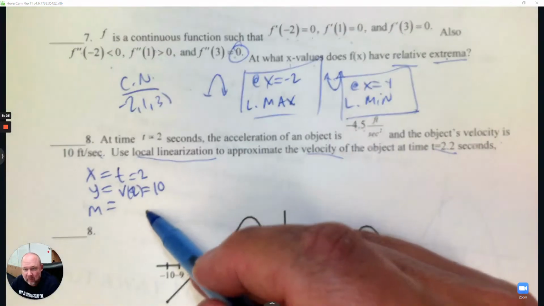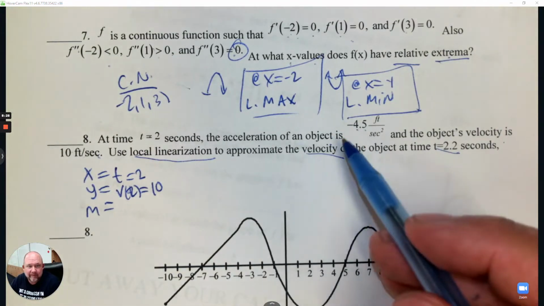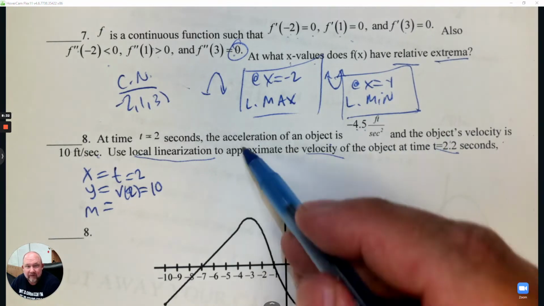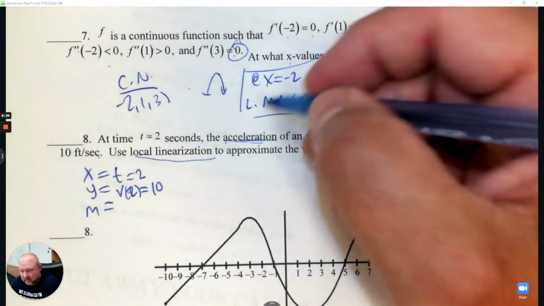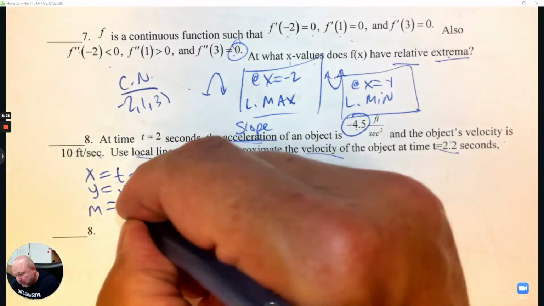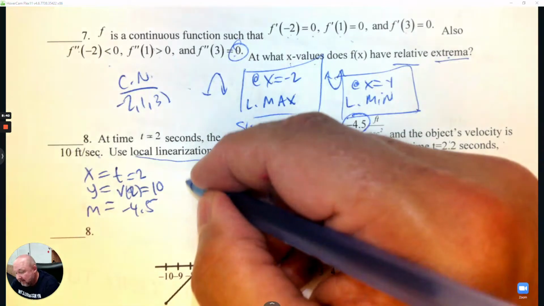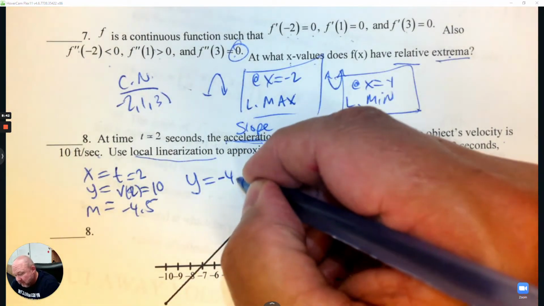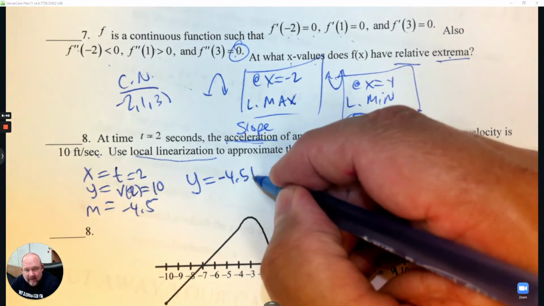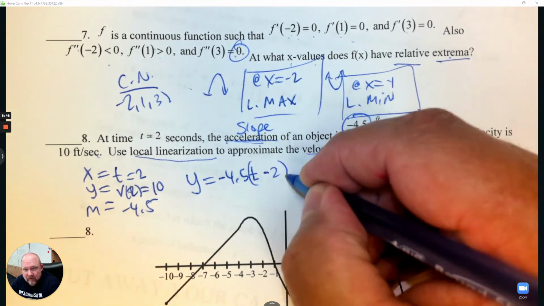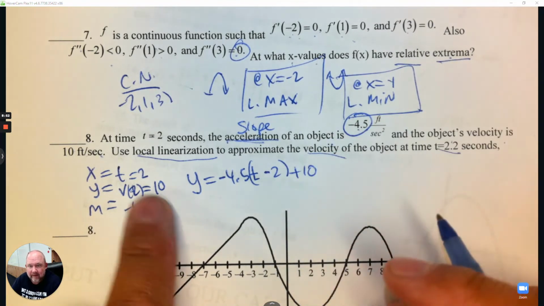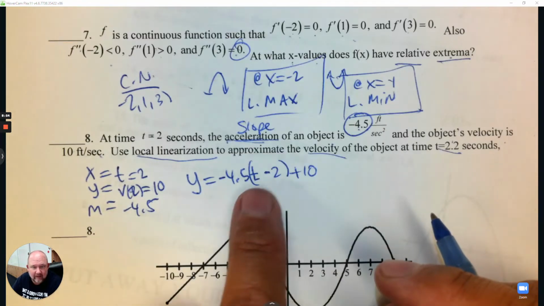And then slope. Well, derivative is slope. Well, the derivative of velocity is acceleration. So the acceleration is actually the slope. So what number is the slope? -4.5. And then we write the equation down. You can write it with x if you want, or t. So I'm going to write down -4.5(t - 2) plus 10. So that's the x and y, if you like, 2 and 10.